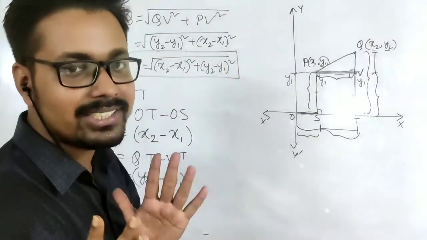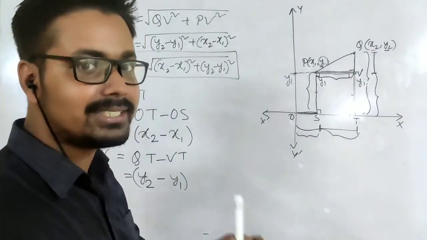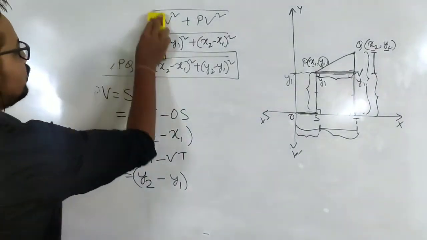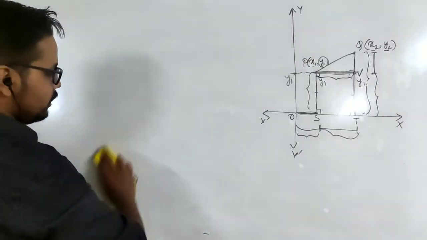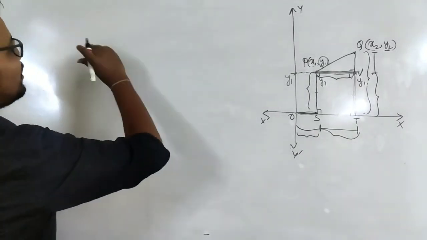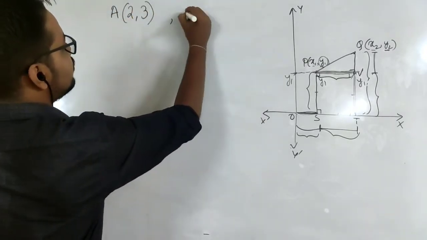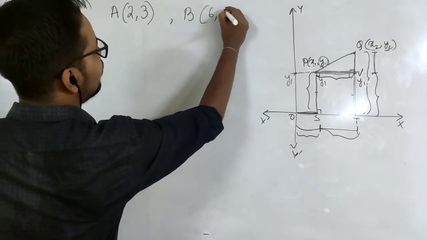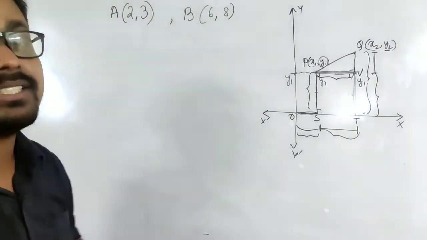Now to understand what is the application, let's do one sum. Let's take any random example of 2 points and let's try to find out the value. Let me take any 2 simple points without doing any type of stunt. Suppose I take a point A which is 2, 3 and another point B which is 6, 8. Okay, so I have taken 2 points A and B. Now I want to find the distance of AB.